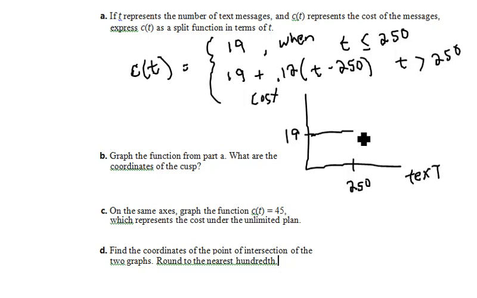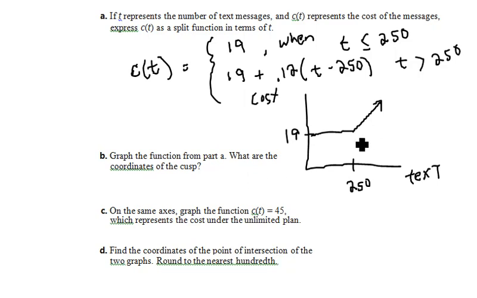Well, at 250 texts, it's going to increase because the cost is 12 cents for all those over 250. So it's going to go up. And there's a rough sketch of the graph. It shows constant increases, positive slope. Okay? And that's all you need to do for part B.